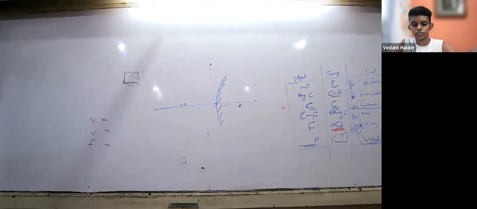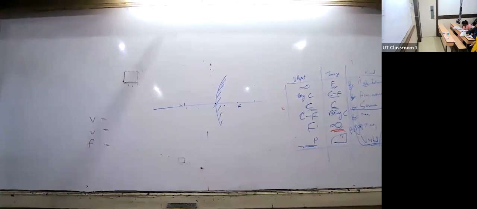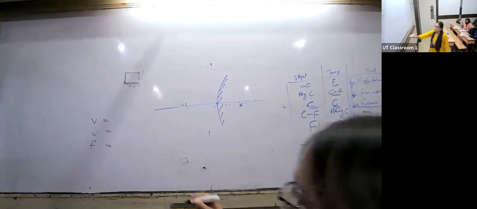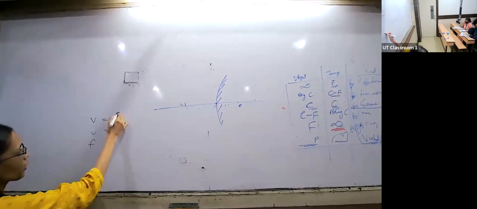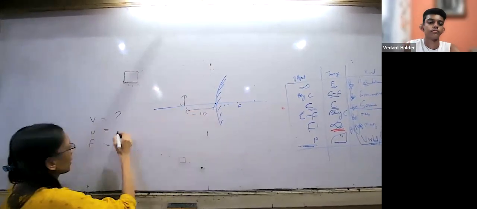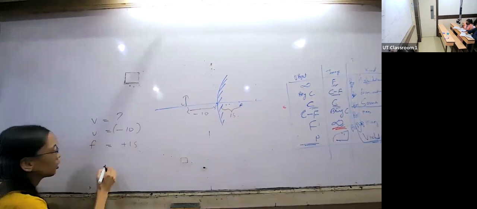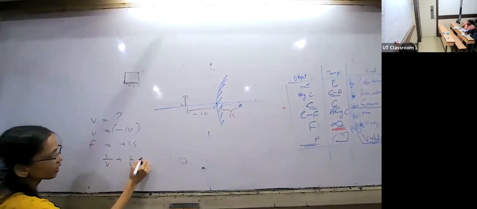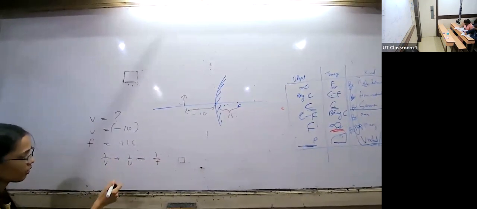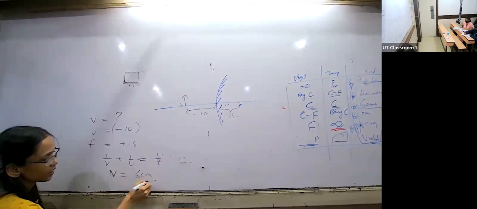Ma'am, got the answer. What's your answer? Ma'am, plus 6 centimeter. Okay. What is my V value? I need to find the V image location. What is my U value? Minus 10 centimeter. And what is my F? Plus 50. Again similar. So 1 by V plus 1 by U is equal to 1 by F, and if you solve, what's the value? I'm believing everybody gets 6 centimeter, right?